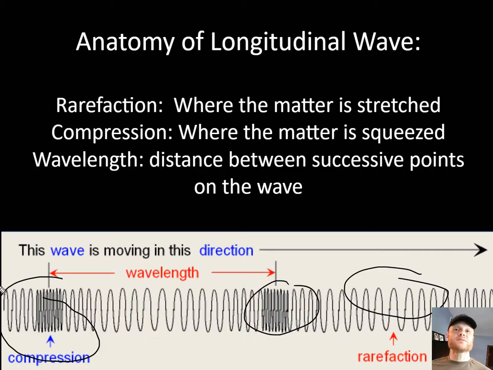The distance between compression to compression or rarefaction to rarefaction is something called a wavelength. So that is the distance between those 2 points.